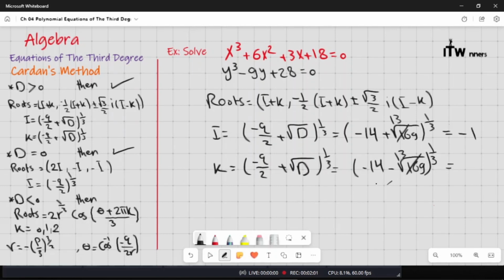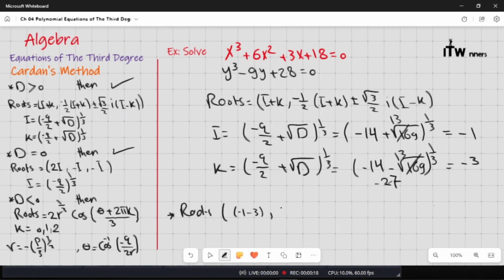Okay, so we have here negative 27. This is equal to negative 3. Okay, so our roots are equal to i plus k, which equals negative 1, negative 3.